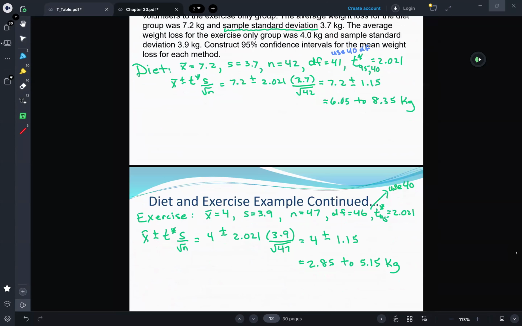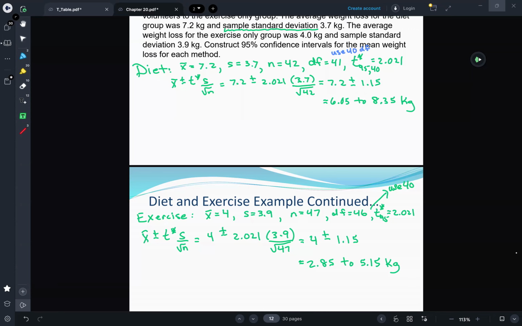So that's the mean weight loss for each group, the diet and the exercise. It's very accurate. Yep. Because they're close enough to compare them. 47. Correct. Yeah, but they're close enough.